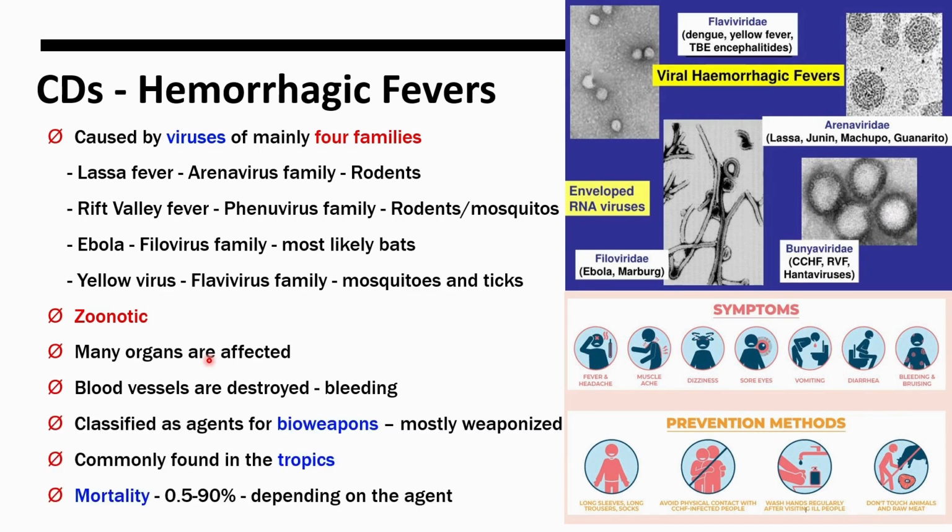So why are the hemorrhagic fevers so dangerous? Because the viruses that cause these diseases are used as bioweapons, and most of these diseases have been weaponized now, and they are commonly found in the tropics. The mortality rate of the hemorrhagic fever depends on the agent, but it can go up to 90%. So it's very dangerous.